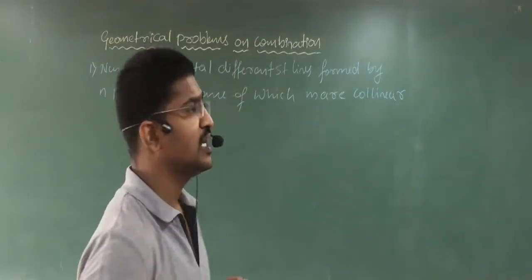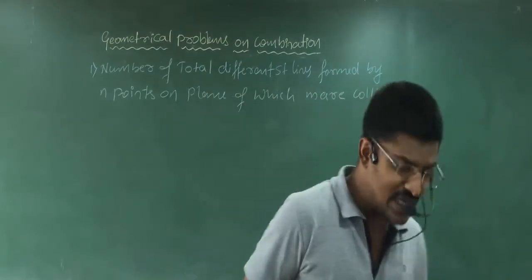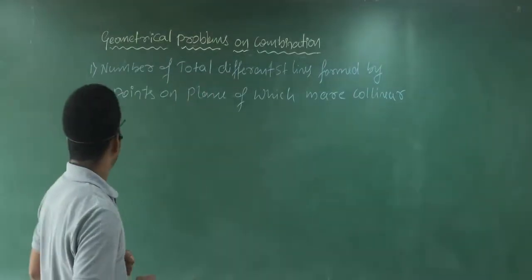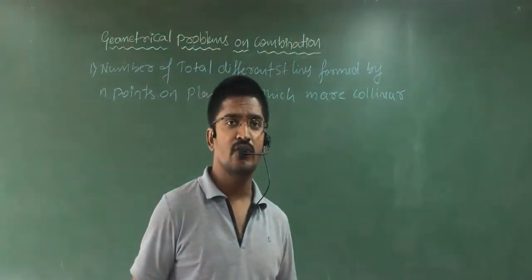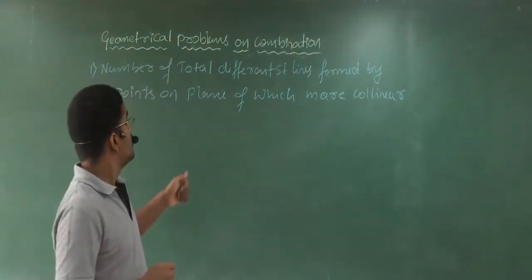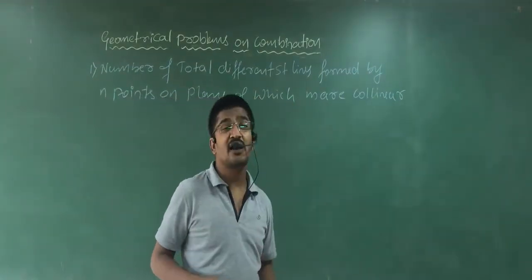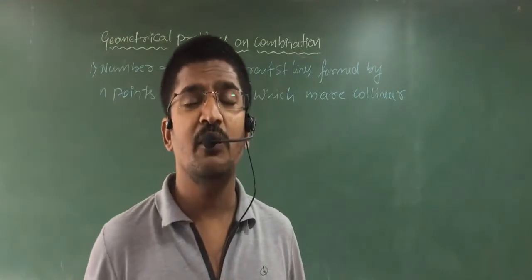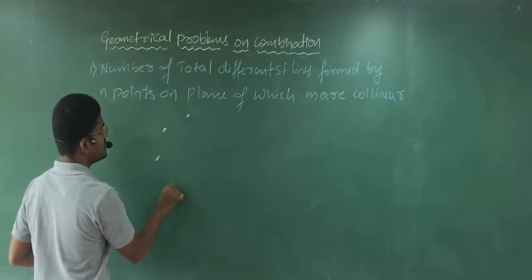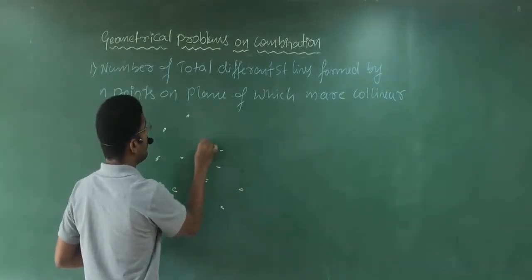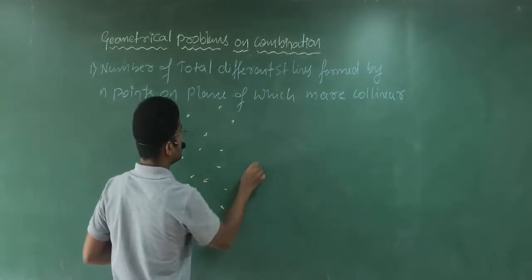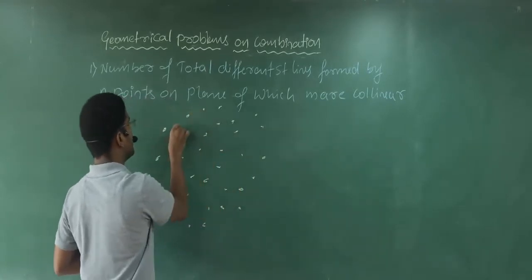So let us look at this first one. Number of total different straight lines formed by n points on the plane, of which m are collinear. Okay students, so see here, let us consider n number of points. So I have n number of points like this.